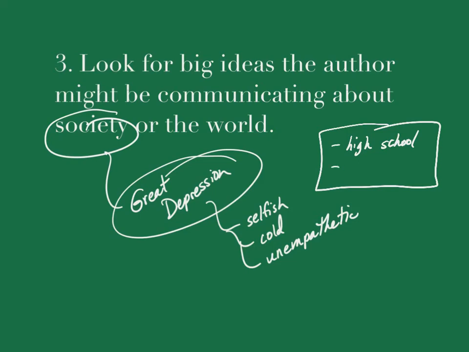Or it could be, if a book takes place in the suburbs, the author could be criticizing how in the suburbs everybody tries to stay the same, everybody tries to conform. So pay attention to those big ideas. Zoom out every once in a while and look at a bigger scope for what the author might be trying to say.